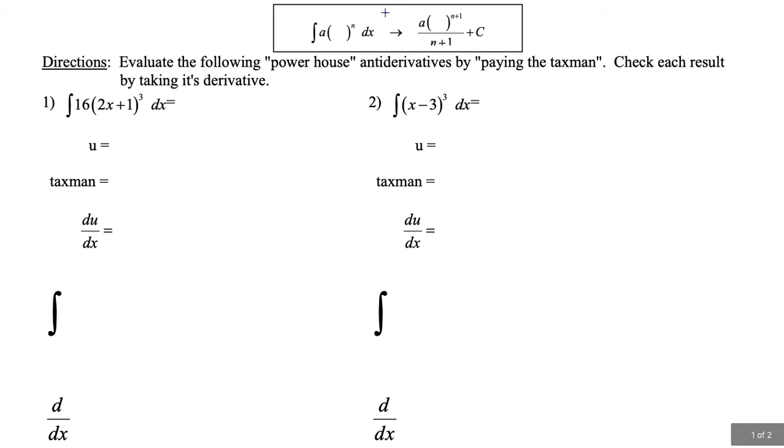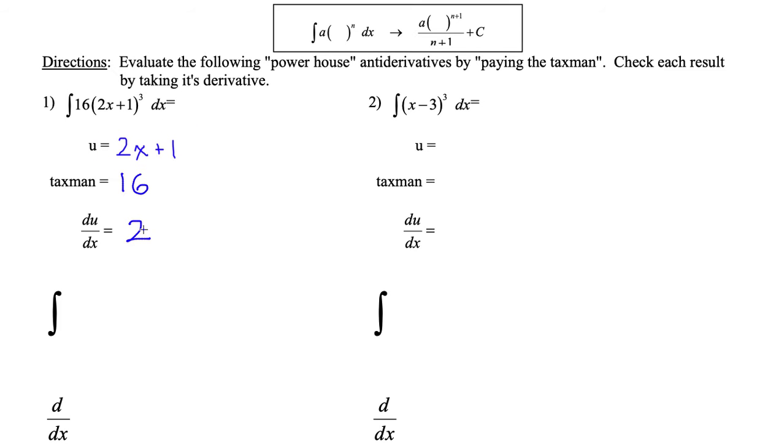All right, so first we need to identify U. U is going to be the inside. It's going to be this 2x plus 1. The inner, that's 2x plus 1. All right, Taxman. Who's knocking on the front door? 16 is knocking on the front door. So there's 16. The next question is, what is the derivative of U with respect to x? The derivative of 2x plus 1 is just 2.